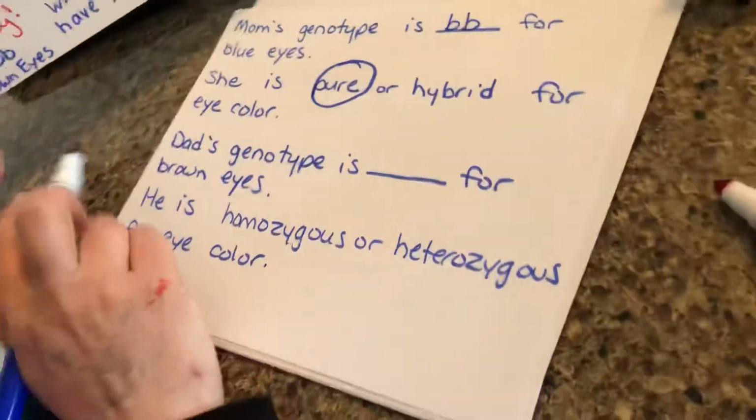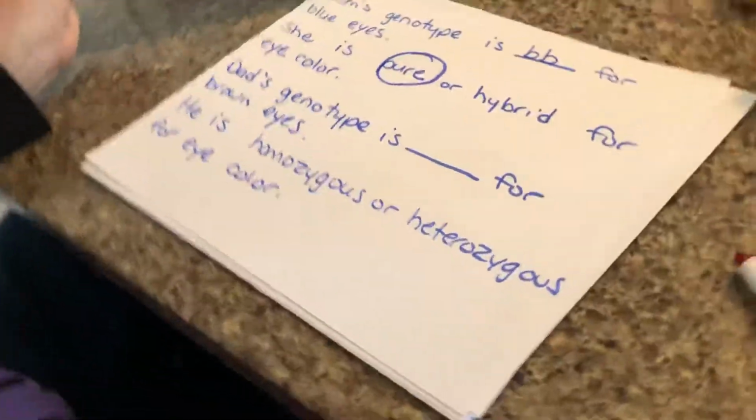Good, I like it. Now, dad's genotype is blank for brown eyes. You got to keep it twisted like that, buddy.